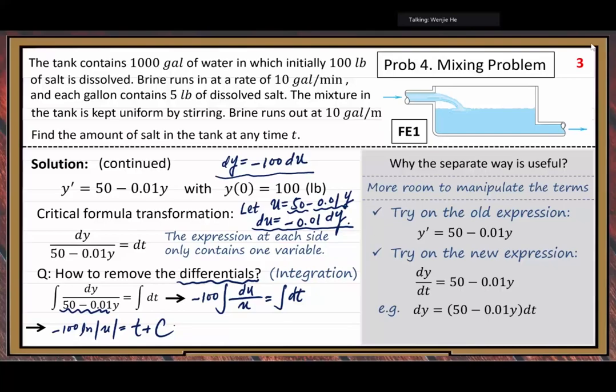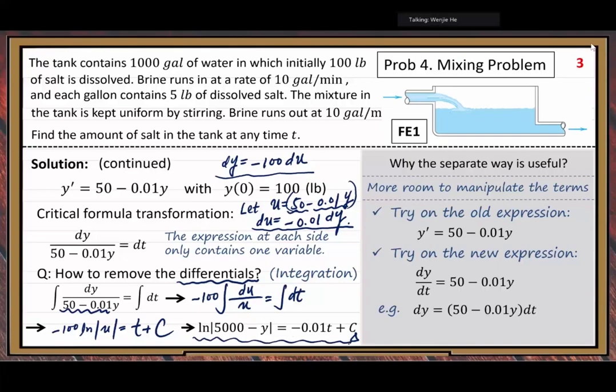Then we can go back to the y representation, because we can get back to y expression. Replace u by the y expression, and keep the absolute value. So the negative 100 we can divide it to the other side, because c is any constant. So we just keep the same c. Any constant. Now we get this expression.